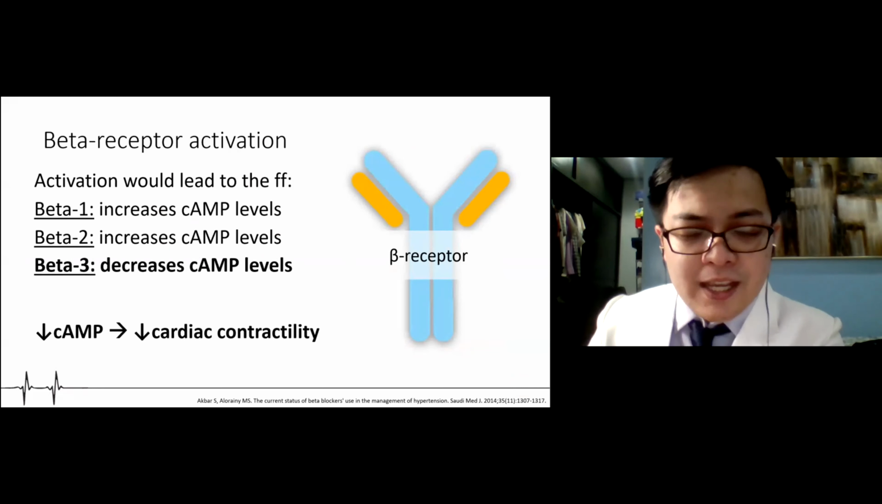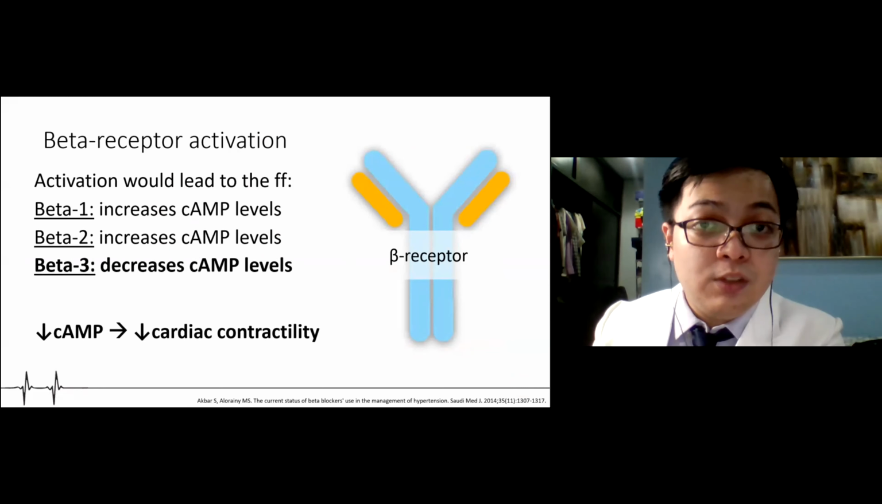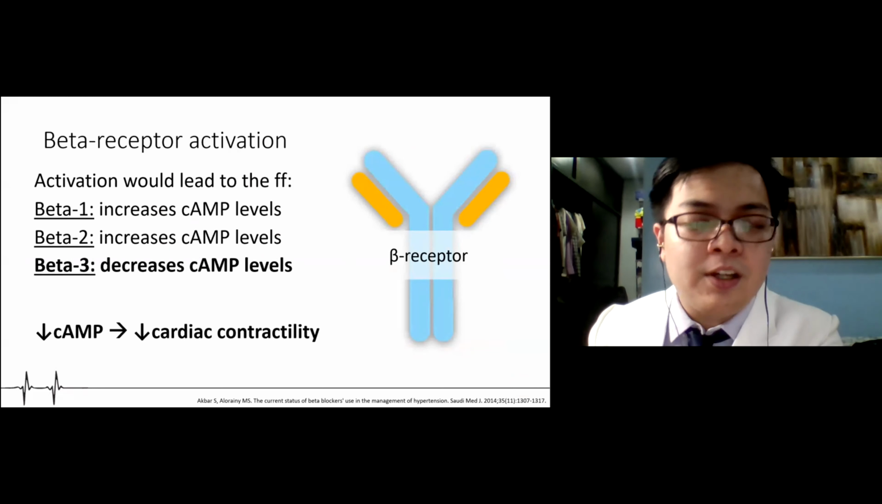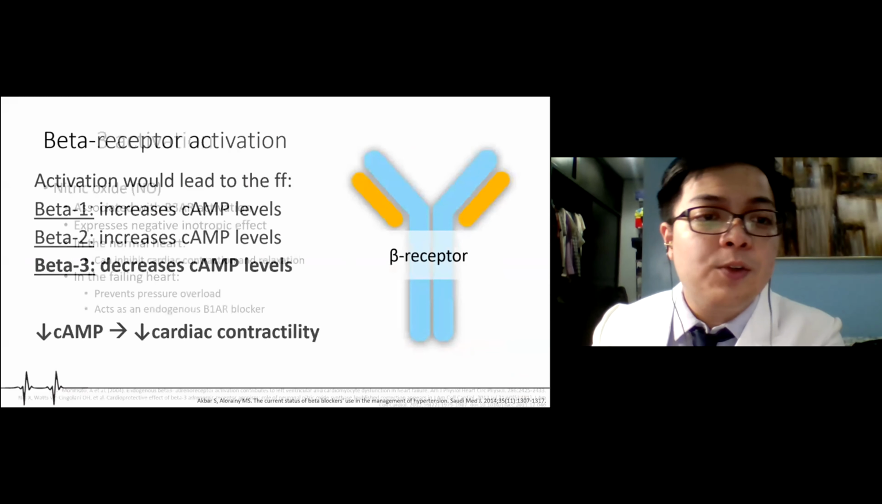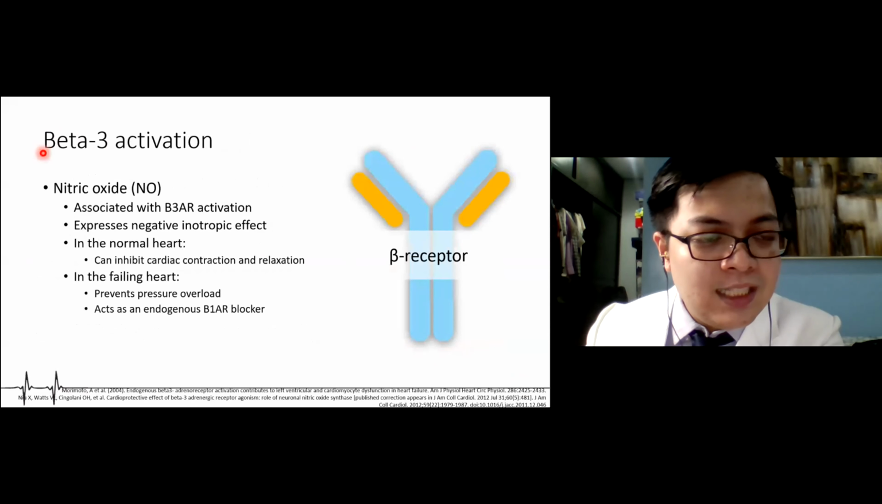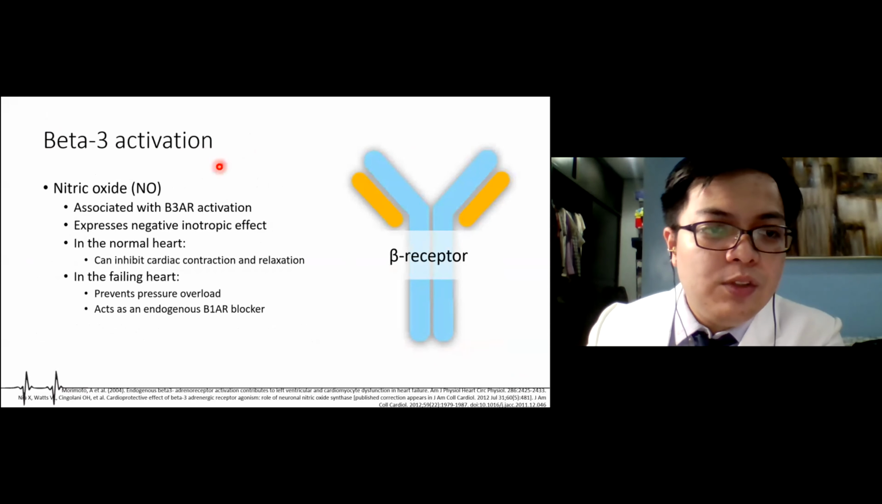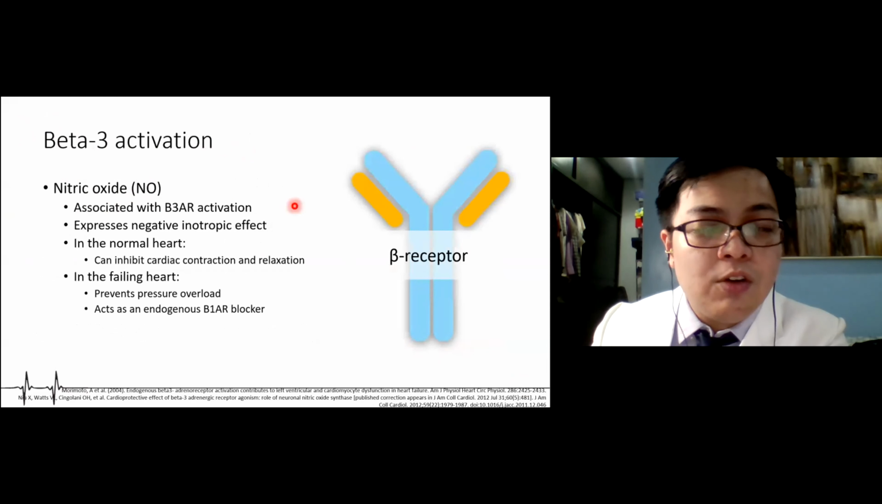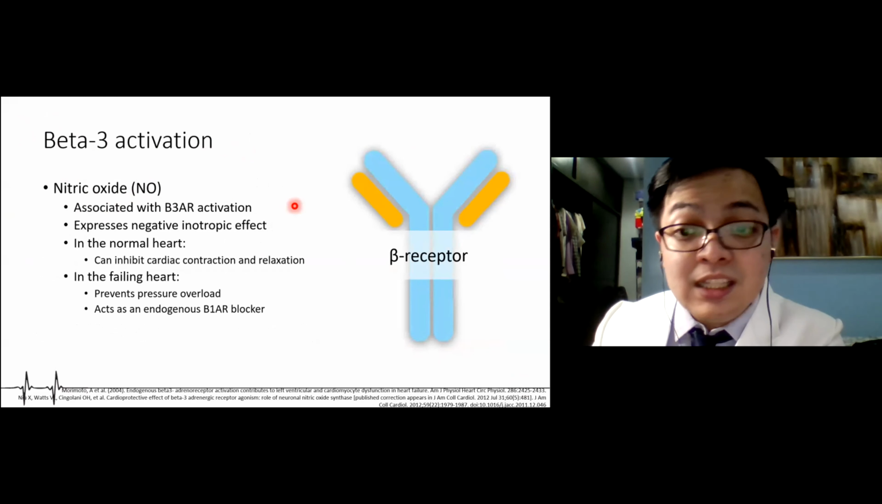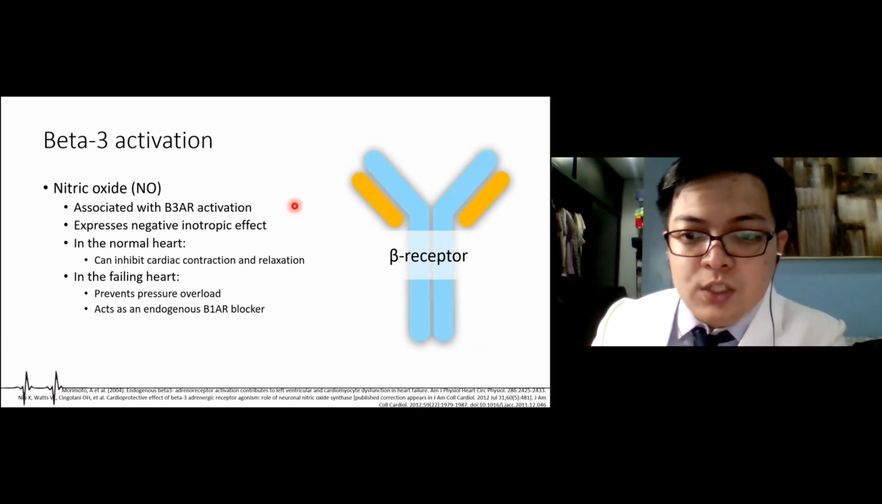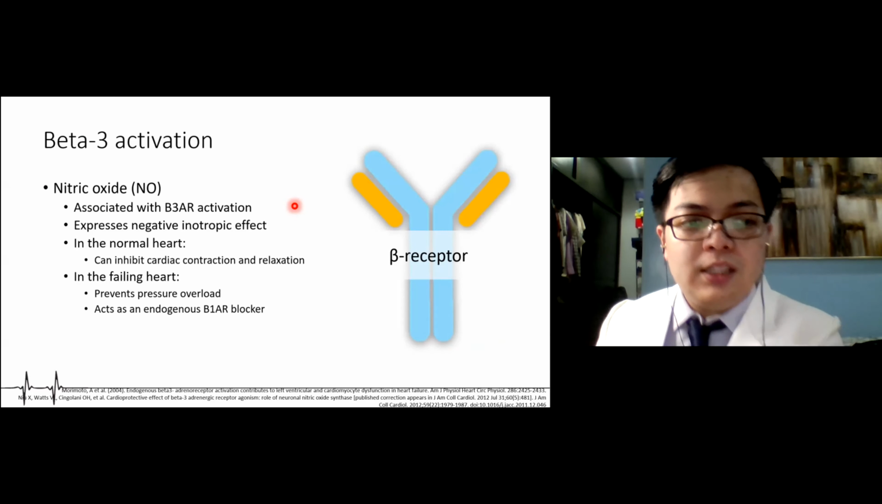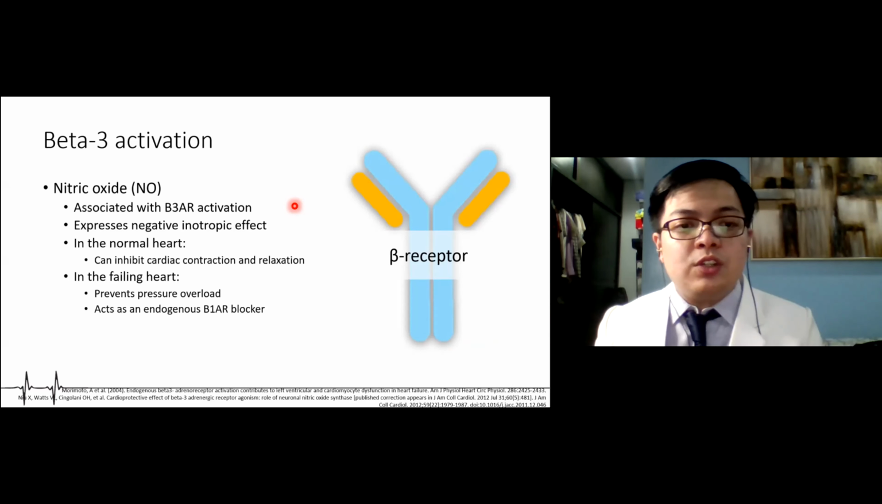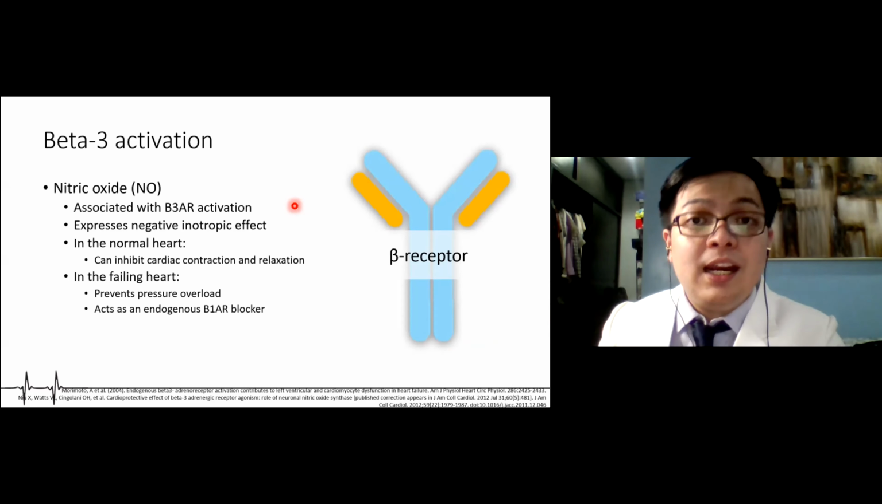But this effect is different when you have a normal heart, and this effect is also different when you have an ailing heart in patients with heart failure. What happens is that in beta 3 activation, you activate your nitric oxide, and it expresses its negative inotropic effect. So what happens in the normal heart, it inhibits excessive cardiac contraction and relaxation.